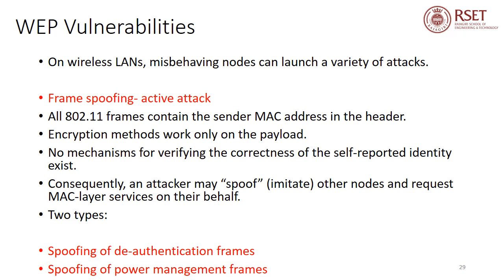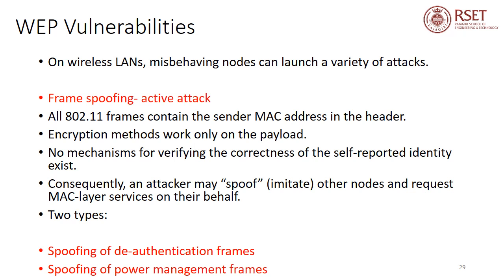One of them is known as the frame spoofing attack. It is an example of an active attack. Here, to understand frame spoofing in detail, we already know that all the 802.11 frames which are passed between wireless stations and access points contain the MAC address of the sender in the header part.